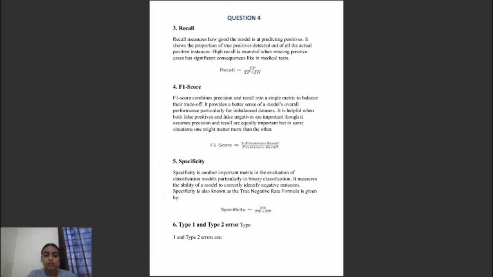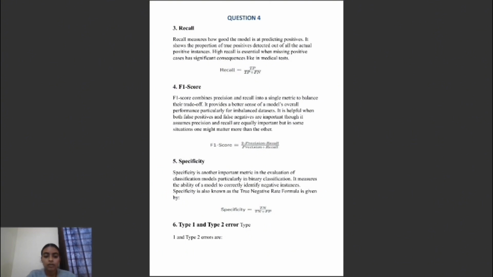The next metric is F1 score. The F1 score combines precision and recall into a single number. It gives a balanced measure when both false positives and false negatives matter. This metric is especially helpful when the dataset is imbalanced. Its formula is F1 score equals 2 into precision times recall upon precision plus recall.